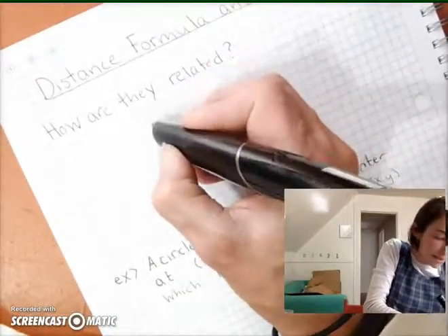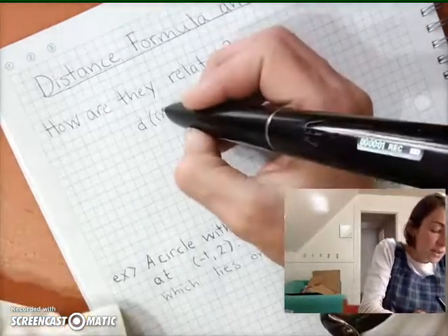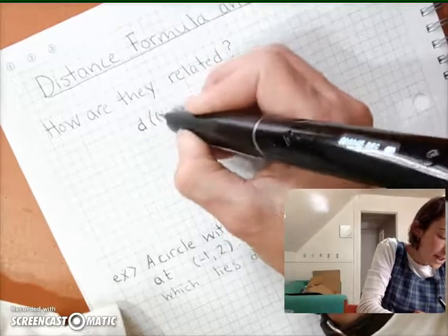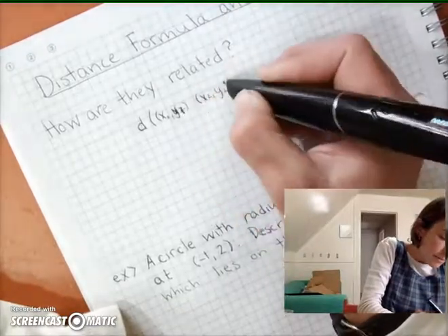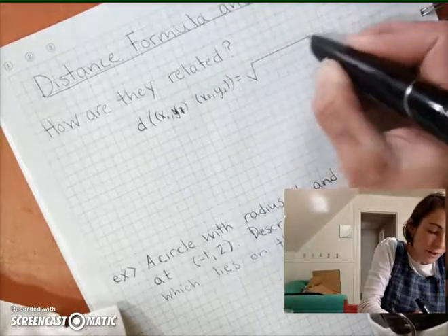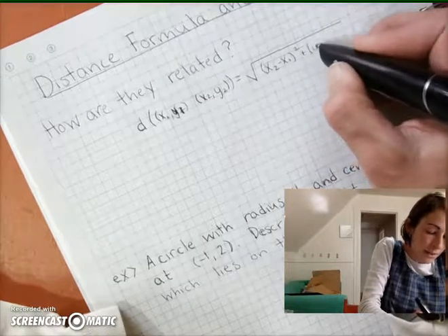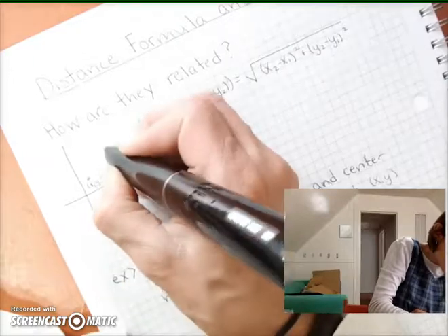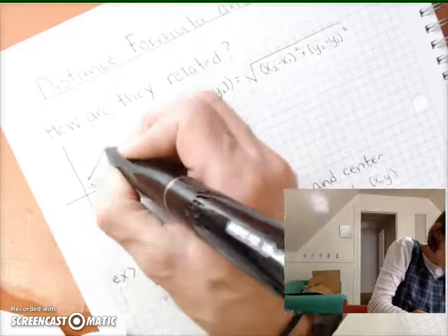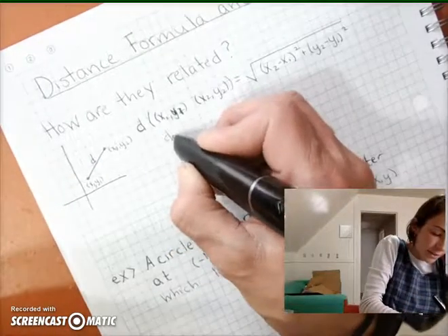So let's see how they're related. First of all, let's write the distance formula. To find the distance between the points x1, y1 and the other point being x2, y2, the formula that you've seen is the square root of the difference in the x values, so x2 minus x1 squared, plus y2 minus y1 squared. That gives us the distance between 2 points. Let's say here is my x1, y1, and here's my x2, y2. Then this formula tells us the distance between them, the length of the line segment that connects them. So that's the distance formula.